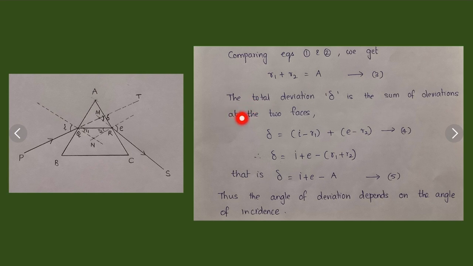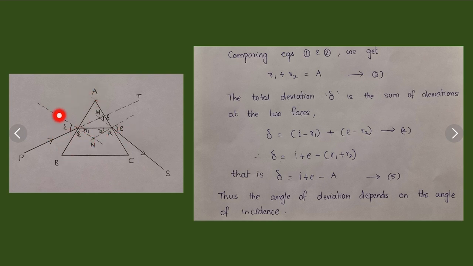Now let us see what is the total deviation. Total deviation is because of the refraction at two surfaces. One is at the surface AB, another is at the surface AC. Therefore, the deviation because of the first refraction is I minus R1. Similarly, the deviation because of the second surface is E minus R2. Already I told you I is greater than R1, E is greater than R2.